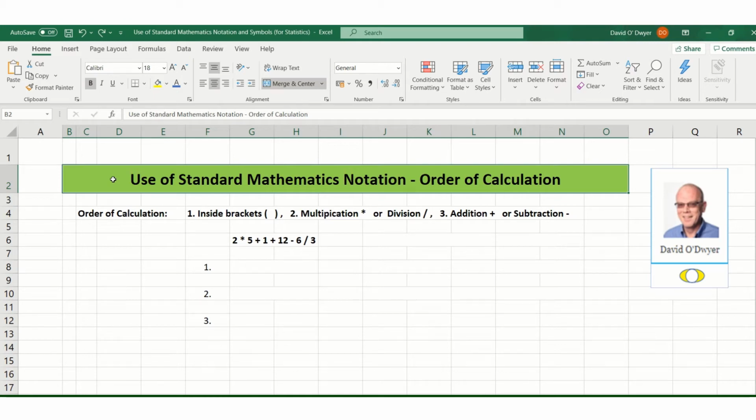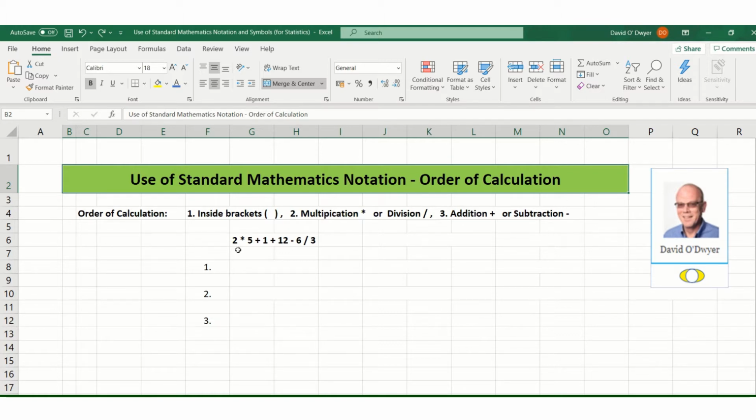Hi, so in this little clip we're going to have a look at how we use the standard mathematical notation and in particular the order of calculation of formulas. So the general rule is that we actually calculate anything that's inside brackets first, and then secondly any multiplication or division, and thirdly then any addition or subtractions. So we're going to do this through a number of little examples, basically using the same set of numbers.